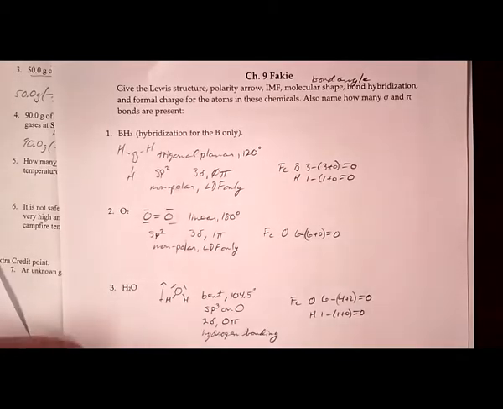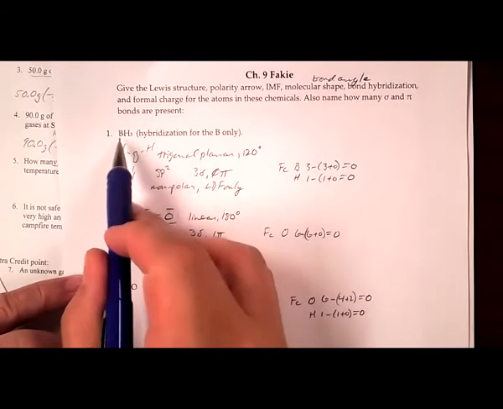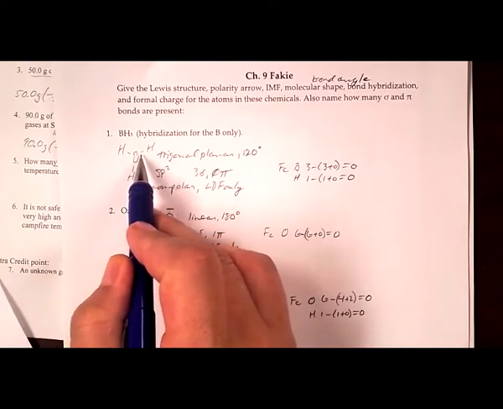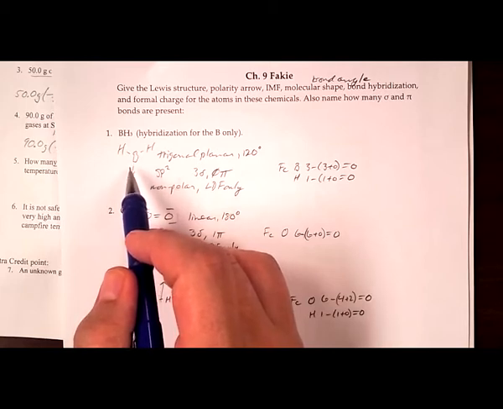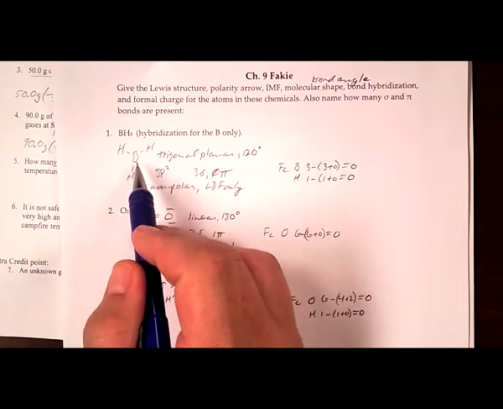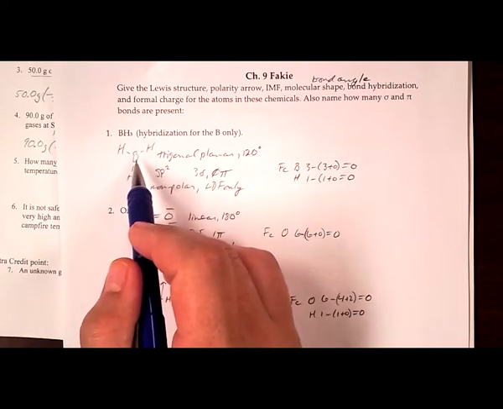For BH3, there's only going to be 3 bonds on the boron. Boron gets bullied, is my phrase for it. Boron is one of the exceptions to the octet rule. It does not get an octet. It is not strong enough to demand an octet. It can't handle 4 bonds. It's going to get 3 bonds.